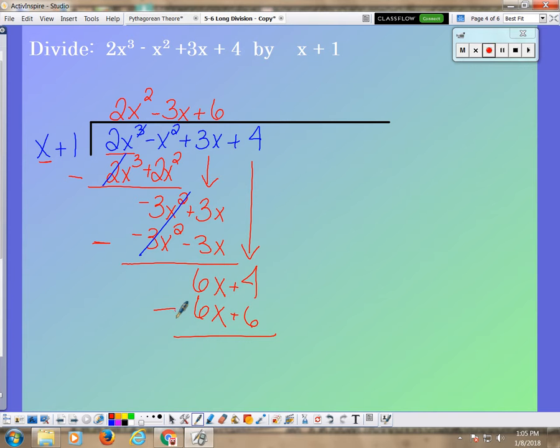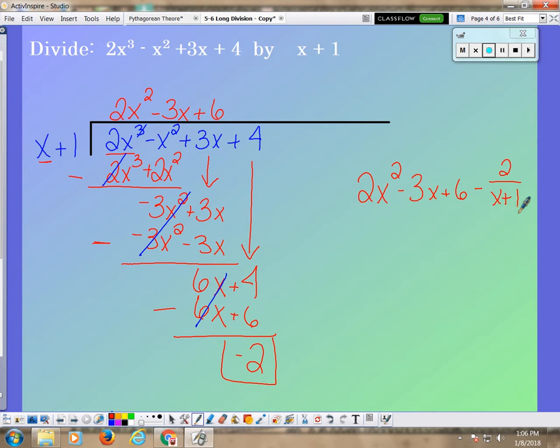I'm subtracting. When I subtract, these guys cancel out. And when I take 4 minus 6, I get a negative 2. This, once again, is my remainder. So when I write this out as my answer, I have 2x squared minus 3x plus 6 minus 2 over x plus 1.